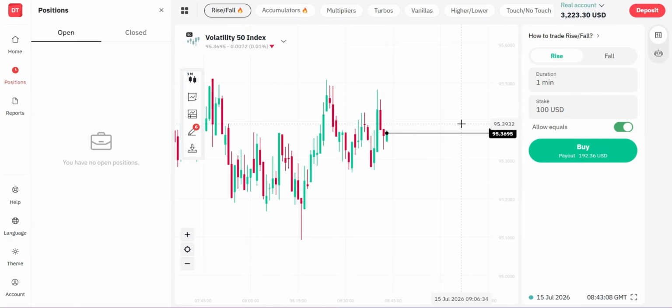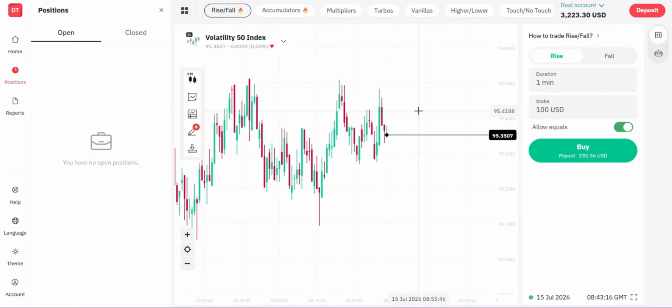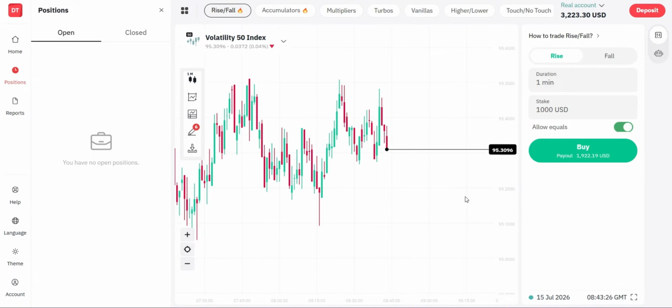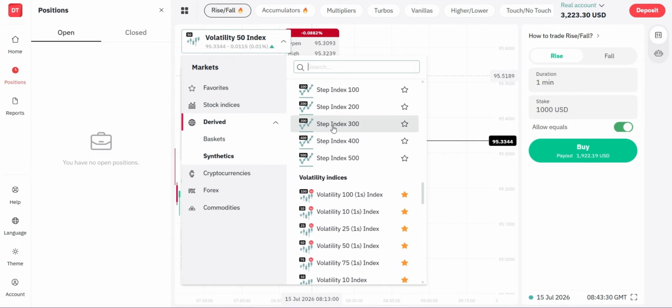You are watching Binary Handler, and today I'm going to do some trades. You can see I have around 3,200 something balance. So I will take a $1,000 trade. All right, so let's see.